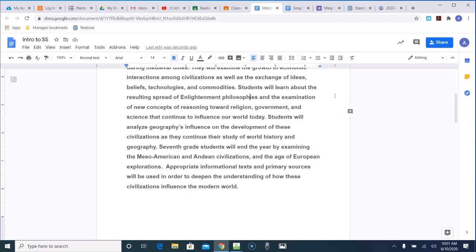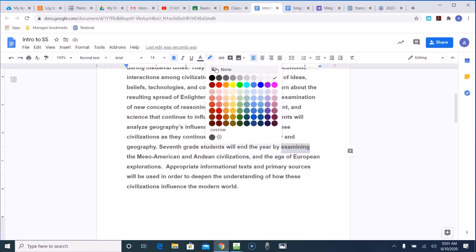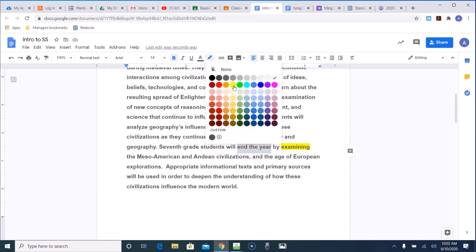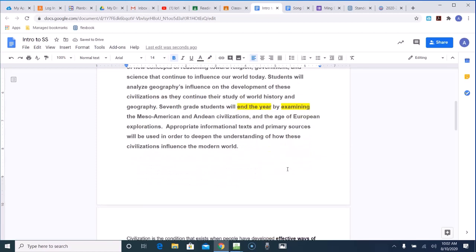7th grade students will end the year by examining the Mesoamerican and Andean civilizations. I remember that word, examine, so I'm going to highlight that one as well. That was in one of those questions. The Mesoamerican and Andean civilizations and the age of European explorations. Appropriate informational texts and primary sources will be used in order to deepen the understanding of how these civilizations influence the modern world. I remember something about that too, so go back and highlight that. I skipped over it, but yeah, I'm going to end the year by examining.